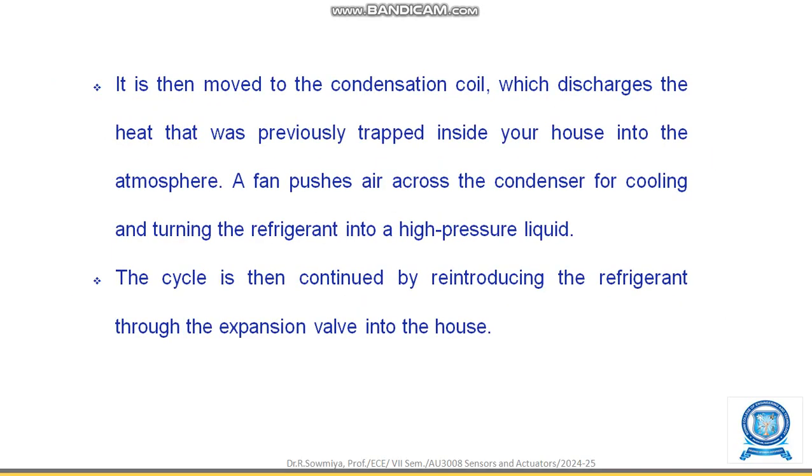It is then moved to the condensation coil, which discharges the heat that was previously trapped inside your house into the atmosphere. A fan pushes the air across the condenser for cooling and turning the refrigerant into a high pressure liquid. The cycle is then continued by reintroducing the refrigerant through the expansion valve into the house.